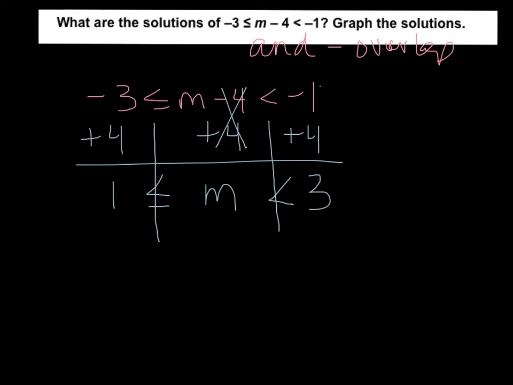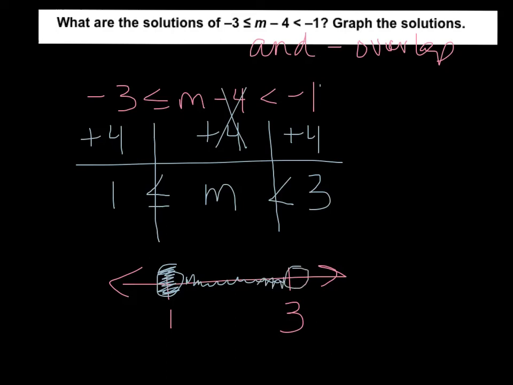Alright, so this is an overlap. This one's actually easier to graph this way. So my graph is going to go from 1 to 3. Okay, 1 to 3. Make sure you put them in order. So 1 to 3. Okay, and m is greater than or equal to 1. So m is going in this direction, greater than or equal to 1. But m is also less than 3. Okay, which again, there's my overlap.